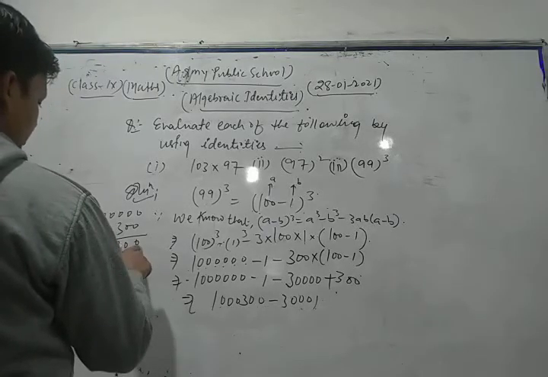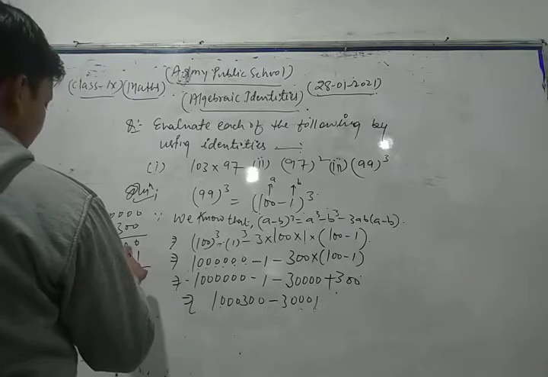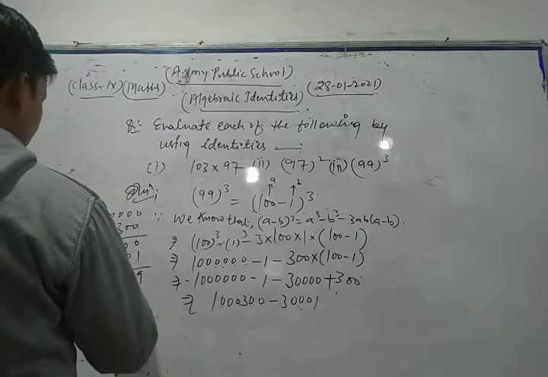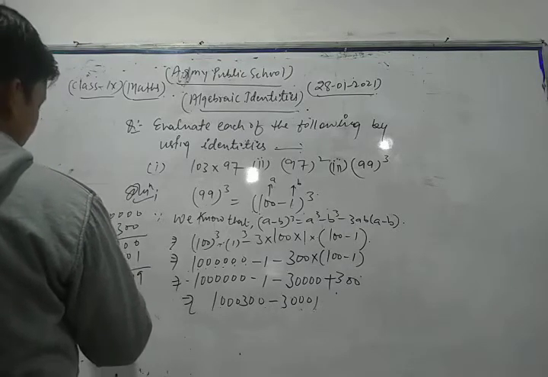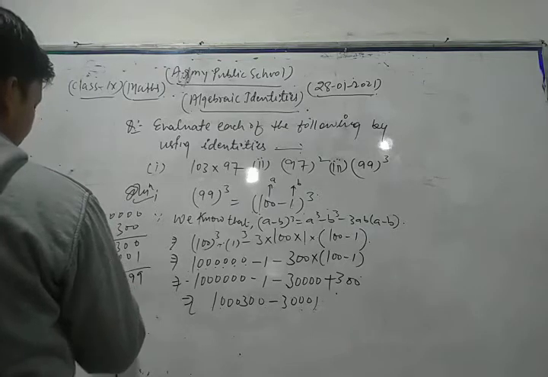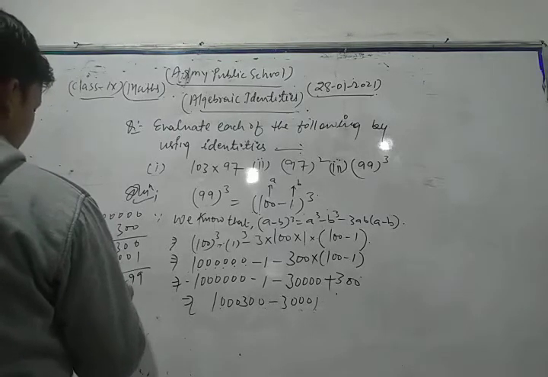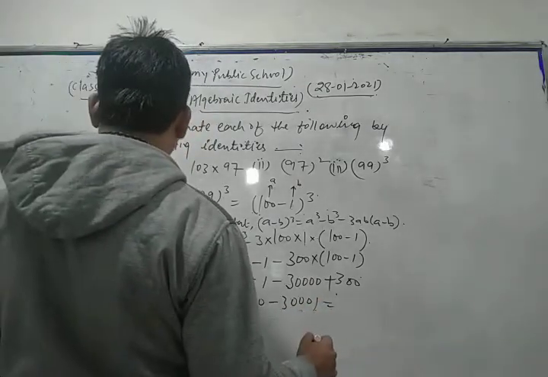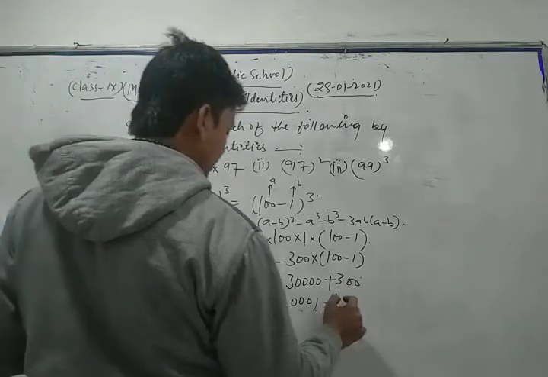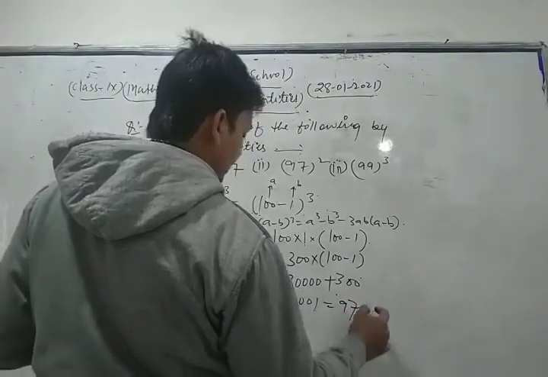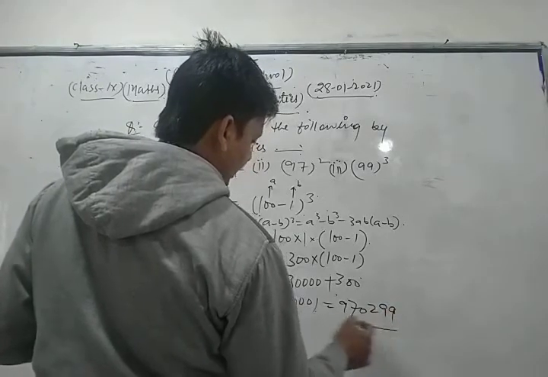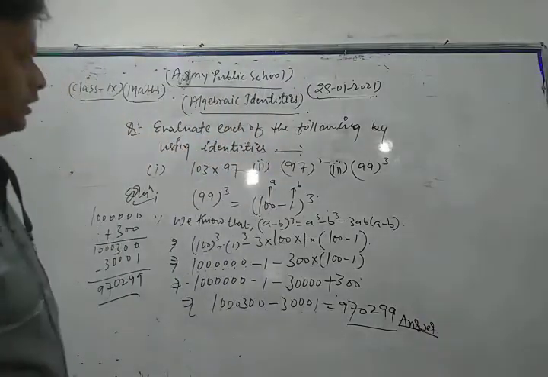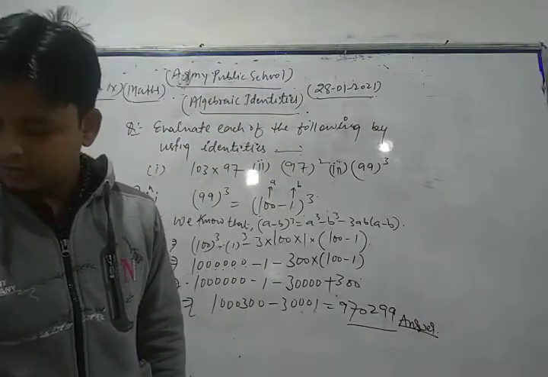So this is 10, this is 9, here we write 9. Here 2, we write 2. Okay, this is 0. Now this is 10. 10 minus 3 is 7. Here we write 9. So we can write here 9 lakh 70,299. This is the required solution of the given question.